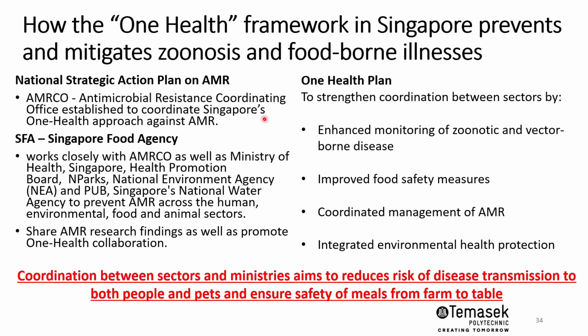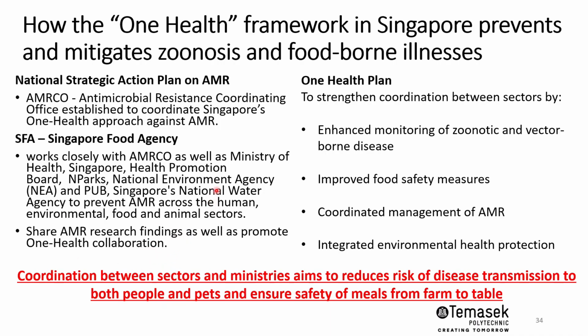zoonosis and foodborne illnesses. Back in many years, there was a National Strategic Action Plan on AMR. The Antimicrobial Resistance Coordinating Office was established, I think, back in 2015 to 2017, to coordinate Singapore's One Health approach against AMR. This works closely with the Singapore Food Agency, as well as the Ministry of Health and other bodies in Singapore, to prevent antimicrobial resistance across the different sectors, as we know, human, environmental, and animal sector. And they aim to promote One Health collaboration between the teams here.